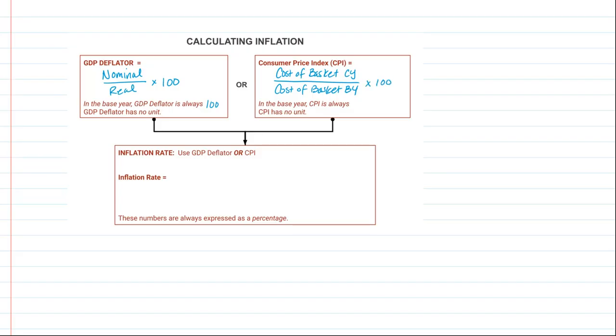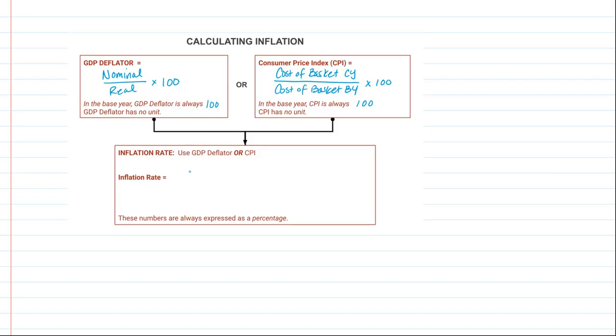And in the base year, the CPI is also always 100, because if the current year and the base year are the same, then dividing the current year price by the base year price will get you 1. 1 times 100 will always be 100. In either case, we wind up with a number that we call an indexed number. And that indexed number is what we put into our inflation rate equation.